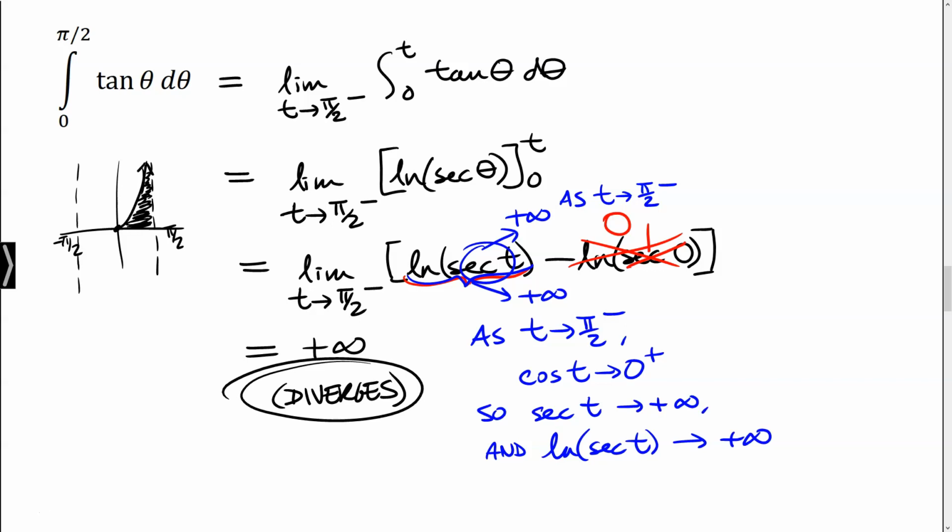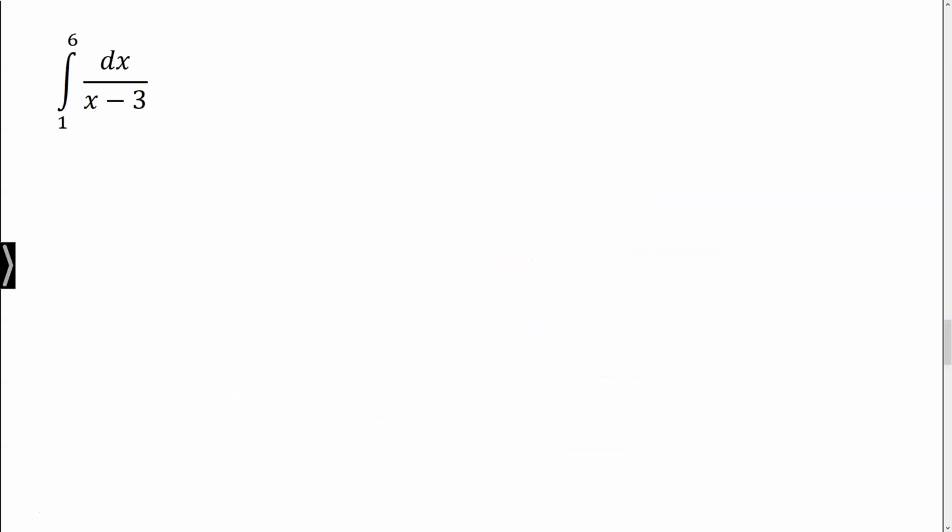All right. One more example, and this is an important example because it illustrates a common mistake that people will make. So we're going to integrate 1 over x minus 3 from 1 to 6. Now, at first, when you look at this, you're like, wow, this looks like a pretty simple integral. Doesn't look very complicated. But notice the interval from 1 to 6. If you notice, that's not defined everywhere.